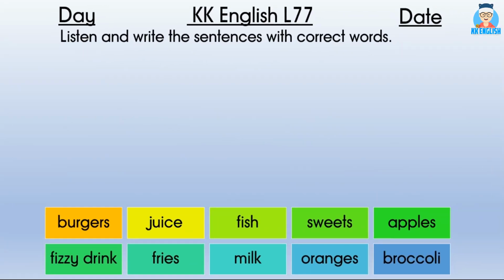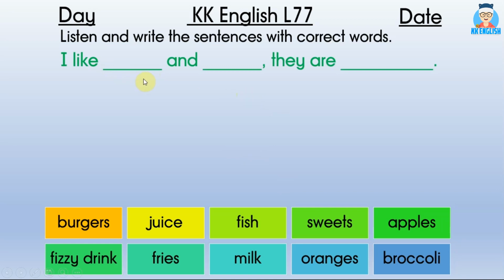Now we'll do an exercise. 接下来呢，我们会来做一个练习。Before we do the exercise, teacher wants you to take out your writing book. 还没有做这个练习之前呢，老师要你们拿出你们的练习簿。In this exercise, you have to listen and write the sentence with correct words. 在这个练习呢，你们需要去听老师念的句子，然后把那句子写下来。For example, I like carrots and peas. They are healthy. 现在老师念的句子，然后你们要把这个句子写下来。I like carrots and peas. They are healthy.